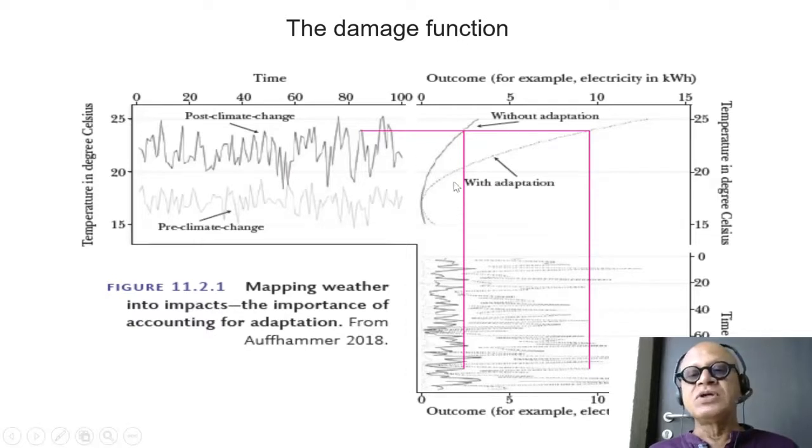Okay, so if on the other hand you choose the post-climate change temperature range for estimating the energy use outcome, without adaptation you will get the change here, and with adaptation you are down here. So adaptation here could mean an increased number of air conditioners because you have warmer temperatures. So obviously your electricity consumption has gone up.